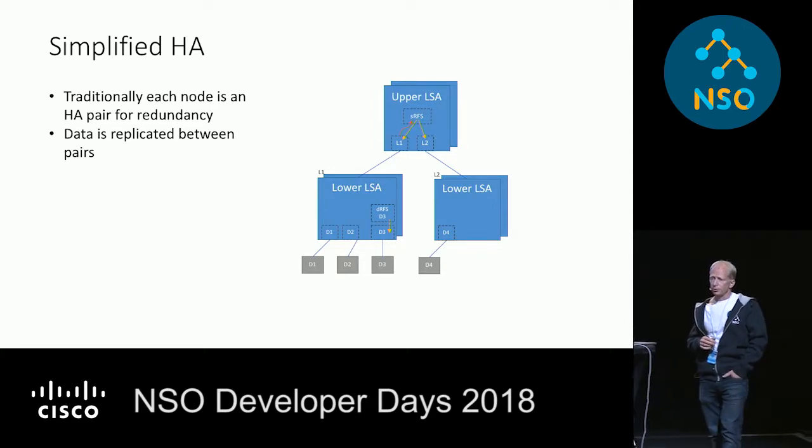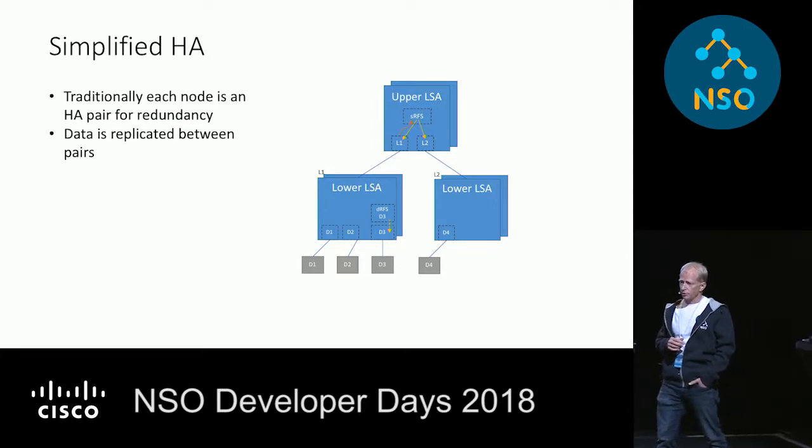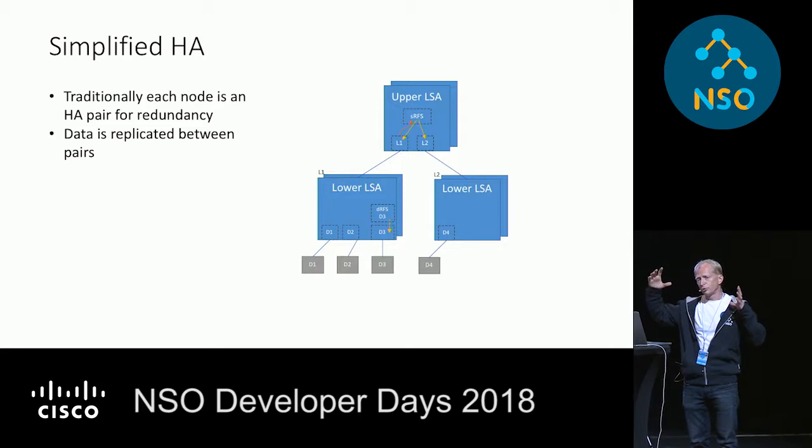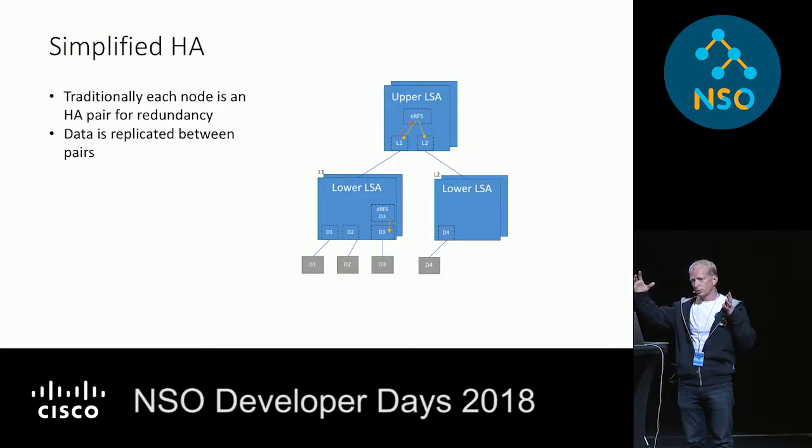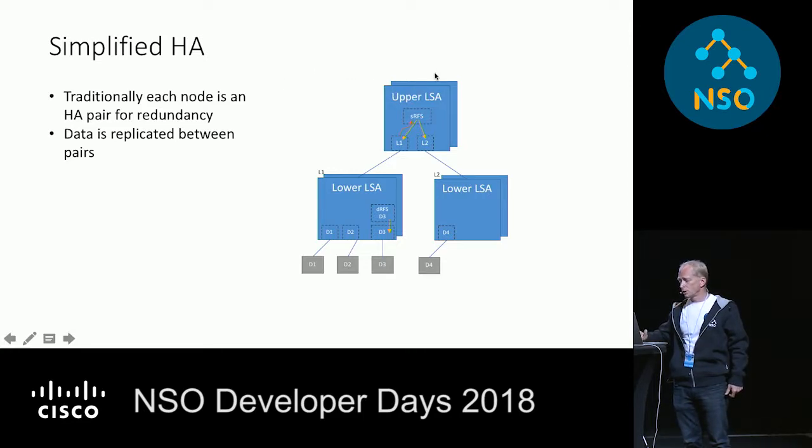Now, another aspect of this is HA. So if you have an LSA set up, what you really have in a real network are HA pairs for all of these nodes, right? So you have at least two copies on the upper node and at least two instances on the lower layers. And you replicate data between these. And this is the fastest and most reliable way to do it.